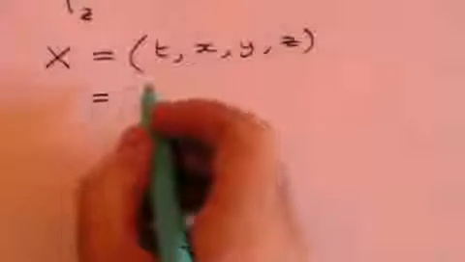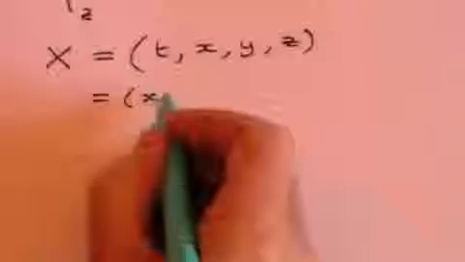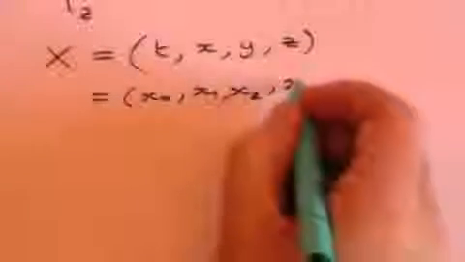In fact, we relabel that as capital X equals x0, x1, x2, x3. And the reason we do that is because sometimes physicists like to work in more than 4 dimensions, and that way they can have as many numbers as they like, whereas if we stuck with letters we might run out.